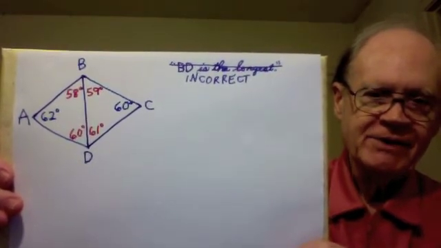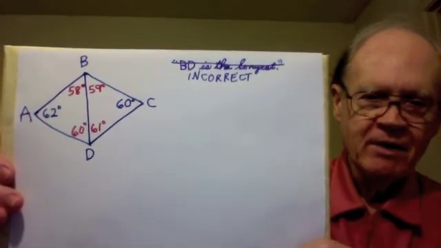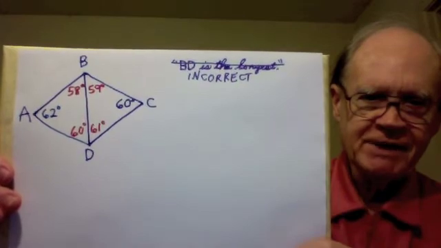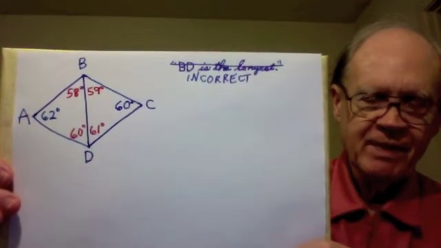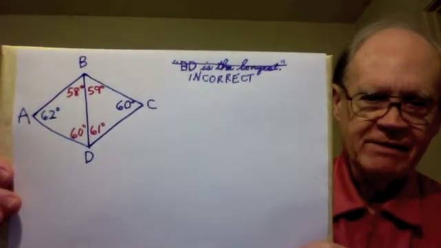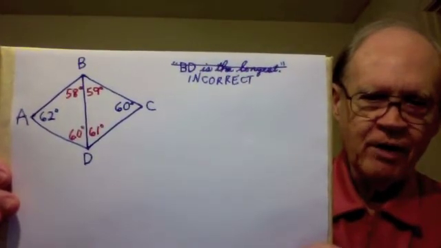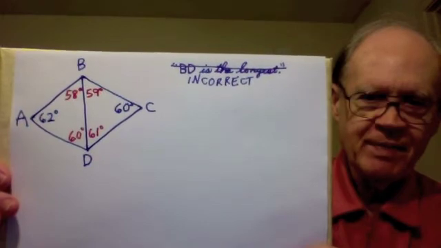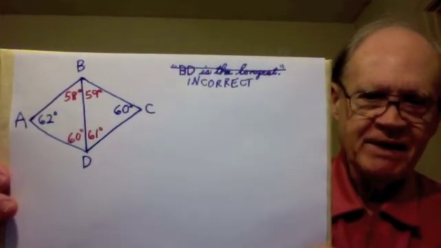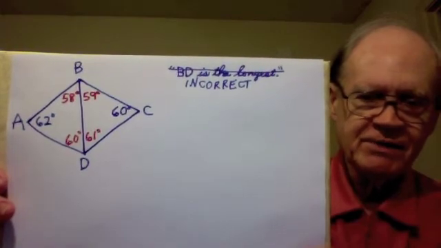Here's the correct solution. First, consider triangle ABD. We have angles of 58, 60, and 62 degrees. Angle A, 62 degrees, is the largest angle, and therefore of triangle ABD, the side opposite angle A, which is BD, is indeed the longest.